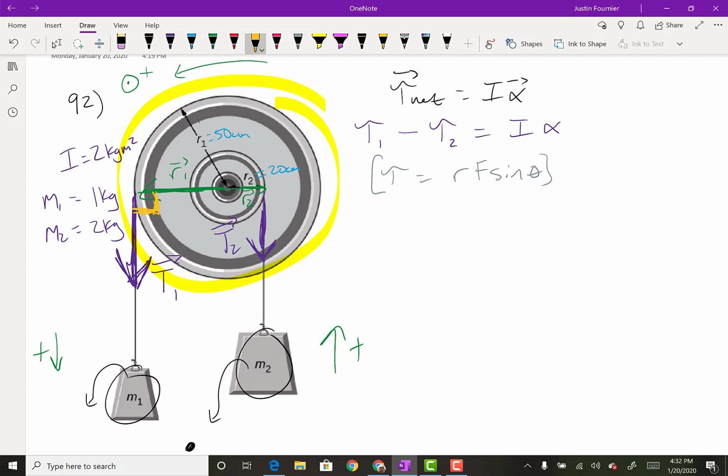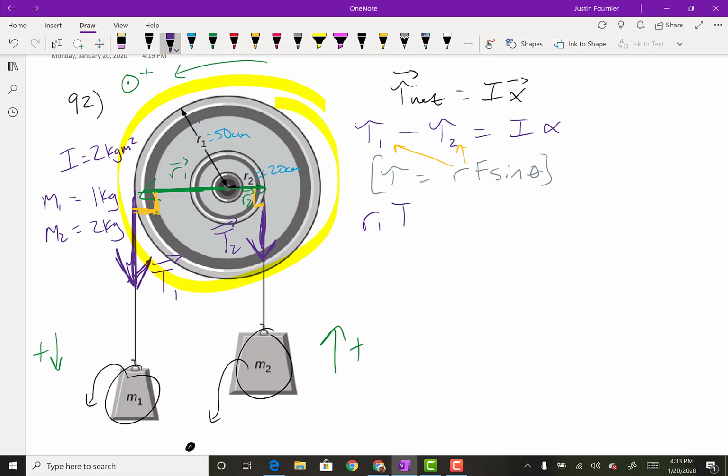The angle between them is 90 degrees, so I don't need to worry about the sine theta part, or what the heck, I'll write it all in just so you could see it. So I'm plugging in basically RF sine theta for torque 1 and for torque 2. So this is going to be R1.